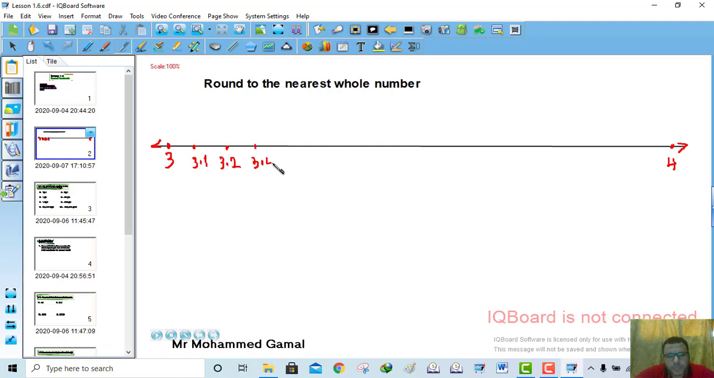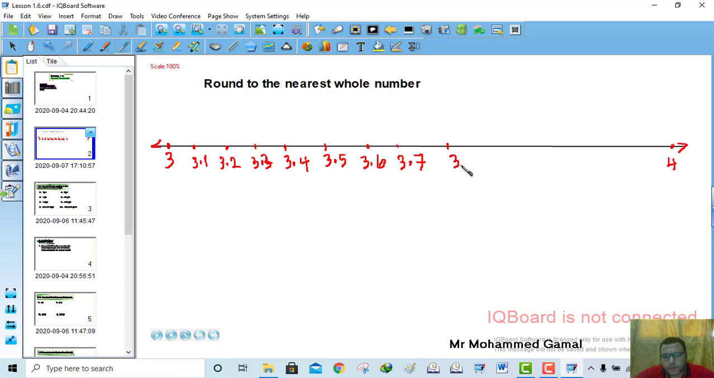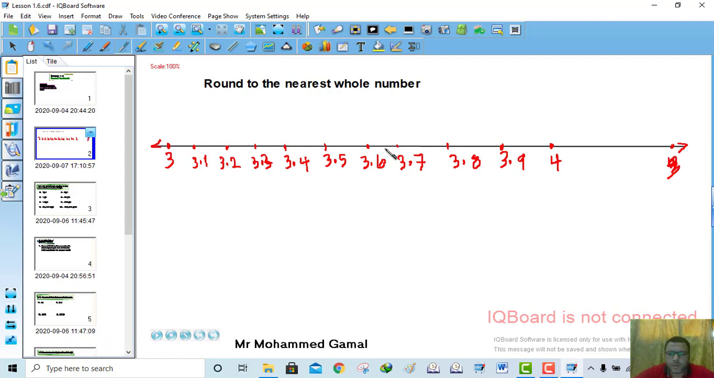3.3, 3.4, 3.5, 3.6, 3.7, 3.8, 3.9. Then let's make 4 is here. Yeah, after 3.9 is 4. Here we have 10 equal parts from 3 till 4.